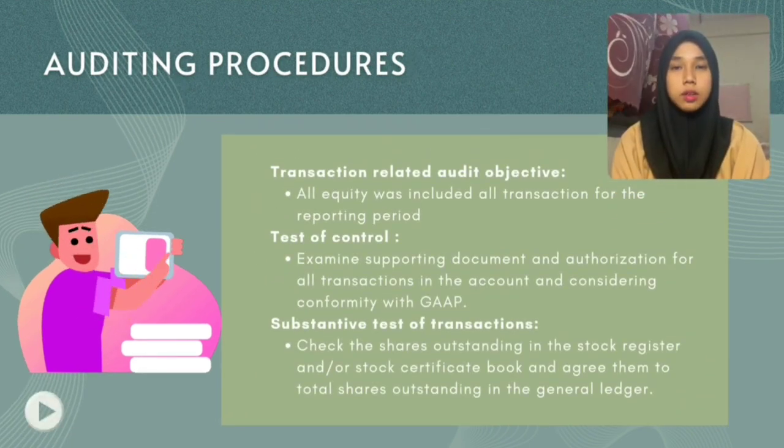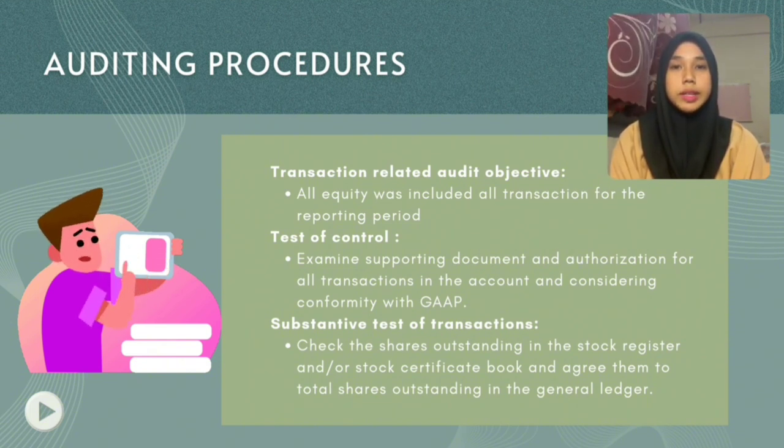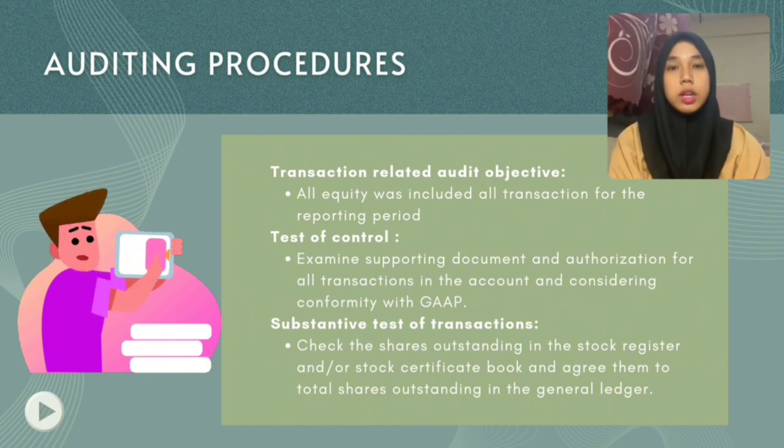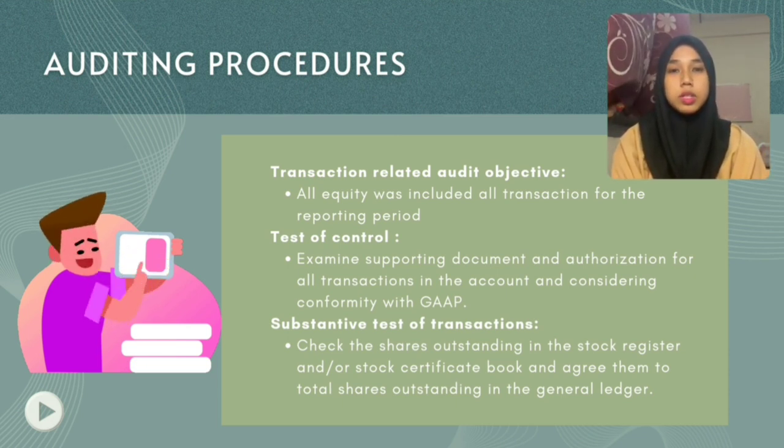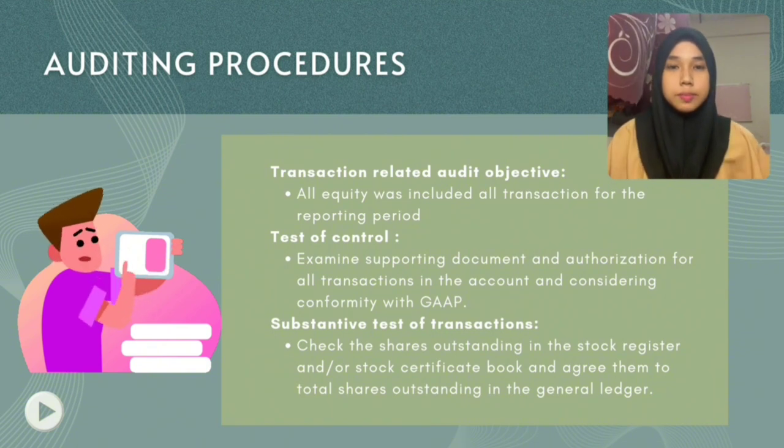Transaction-related audit objective: all equity transactions for the reporting period are included. For test of control, examine supporting documents and authorization for all transactions in the account and consider conformity with GAAP. Next, substantive test of transactions. Check the shares outstanding in the stock register and/or stock certificate book and agree them to total shares outstanding in the general ledger.